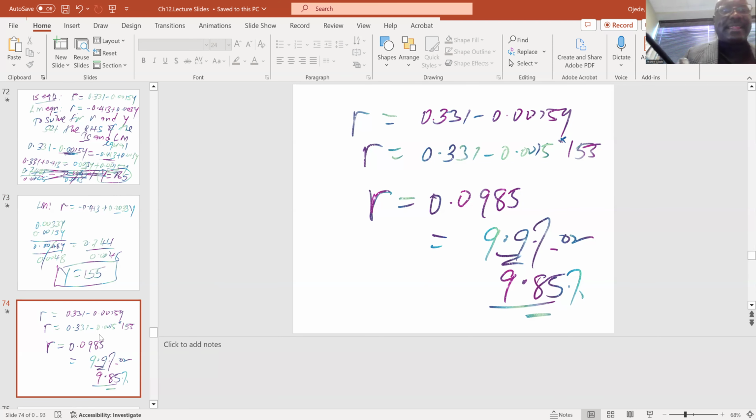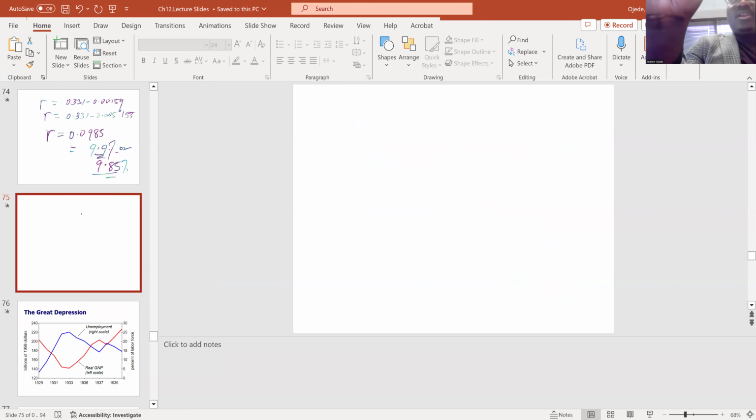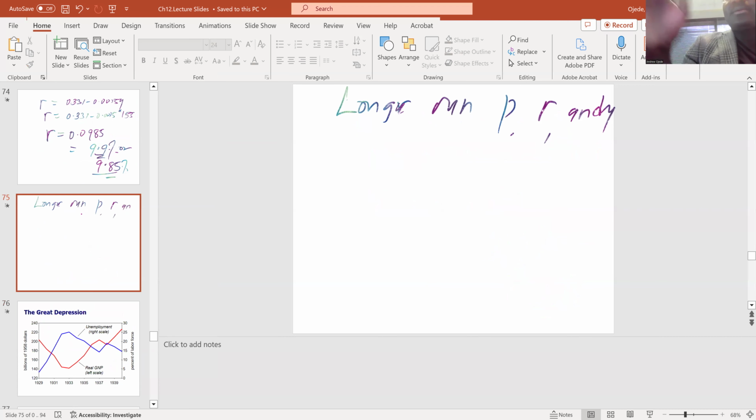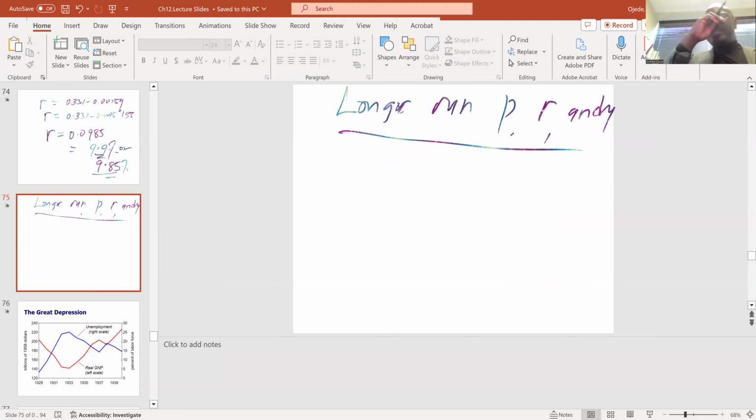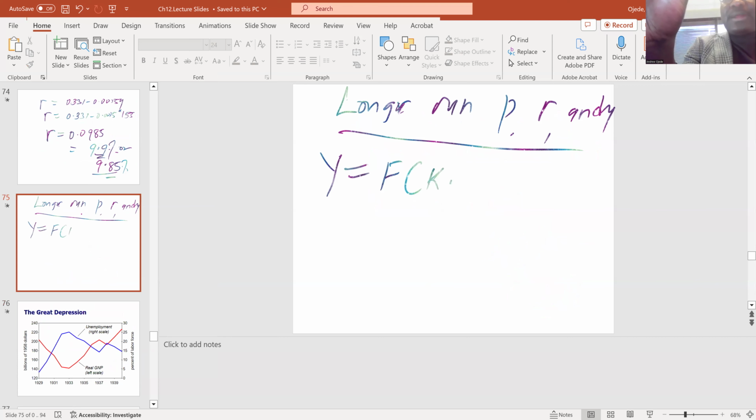Okay, and then there's another question that says, solve for the long run price, interest rate, and Y. Now what you gotta know is that the long run output is determined by the production function, because in the long run, remember this is like the classical model, output is a function of capital and labor. So to solve for the long run output, Y, you need to use the production function.